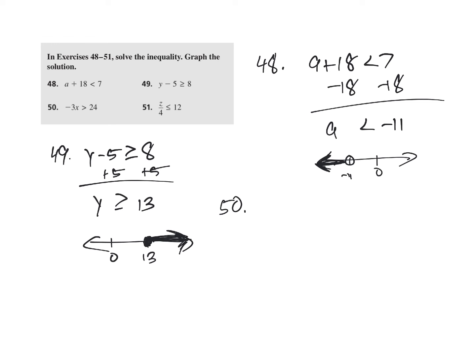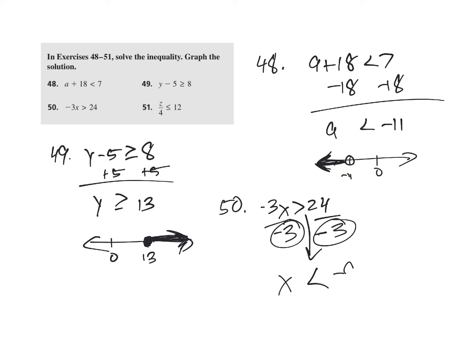And 50. Negative 3x greater than 24. We divide off a negative 3. Now, here's the key. It doesn't matter if the 24 was negative or not. If I'm multiplying or dividing by negative 3, it's what I'm doing to the equation. That means your inequality has to change directions. So this would be x is less than negative 8. So 0, negative 8 is here. It's an open dot and shaded to the left. Everything less than negative 8.